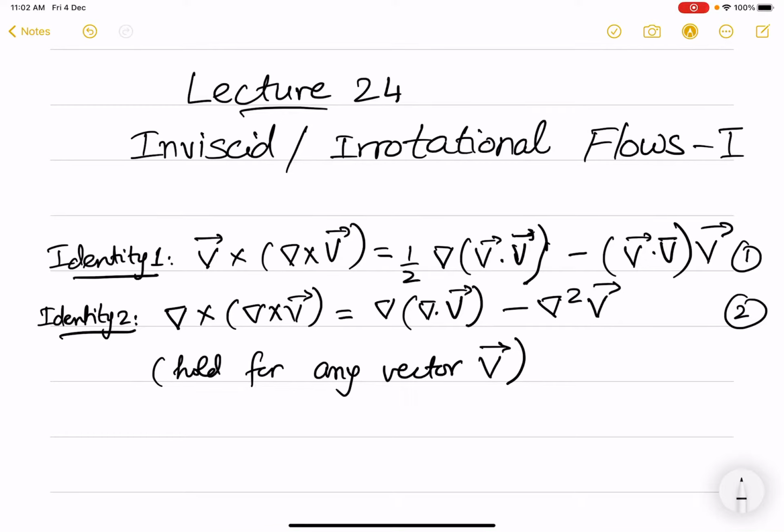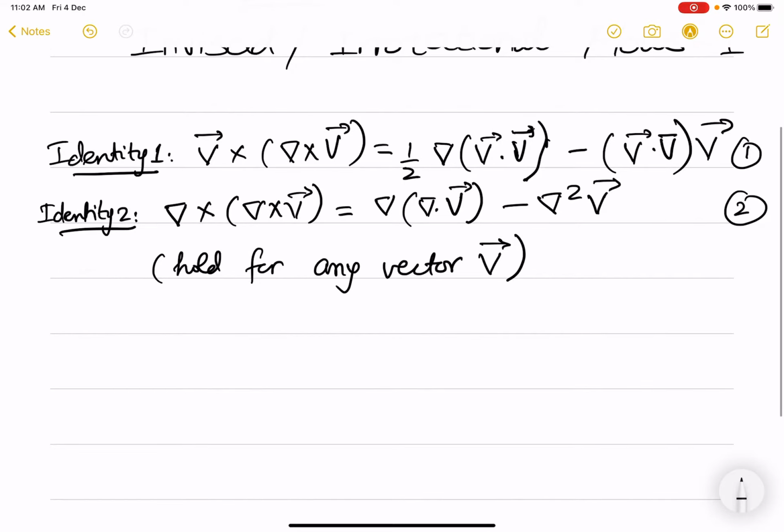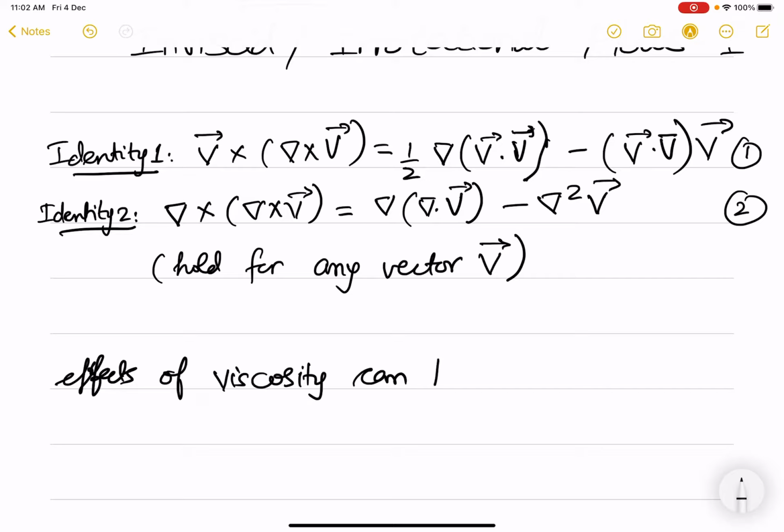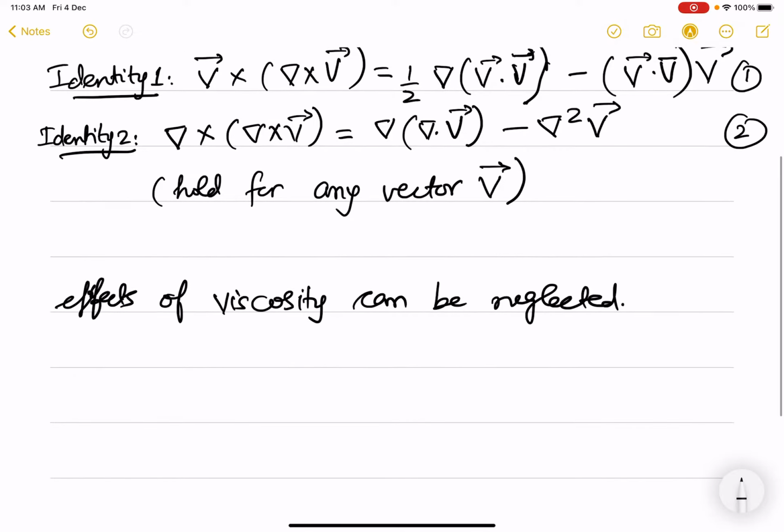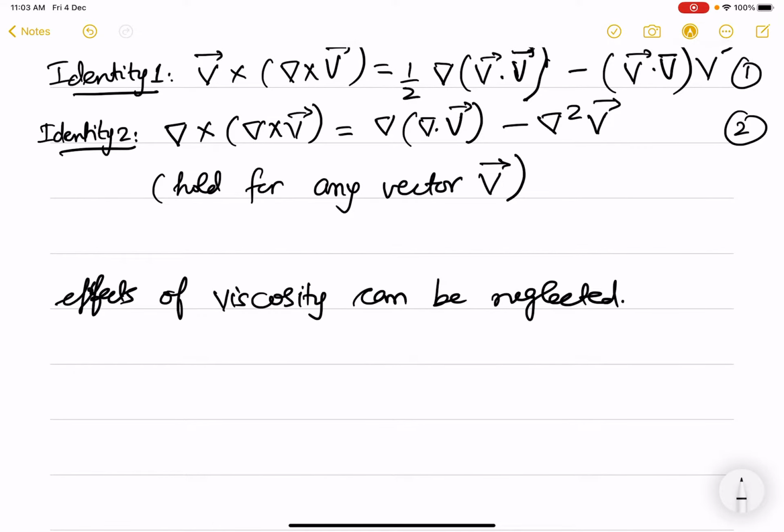Welcome to this class on fluid mechanics. In today's and maybe the next lecture, we will look at a special class of flows where effects of viscosity can be neglected. So, for effects of viscosity to be neglected, we'll call that there will be two conditions.